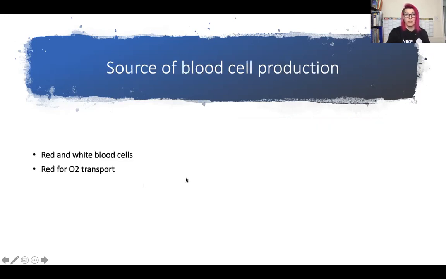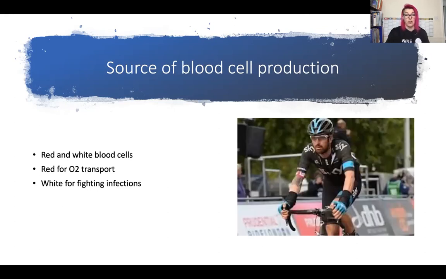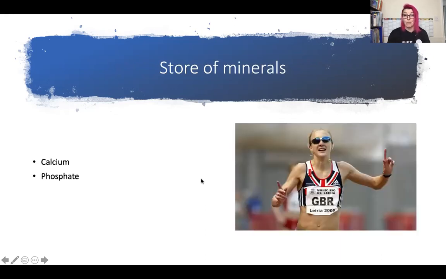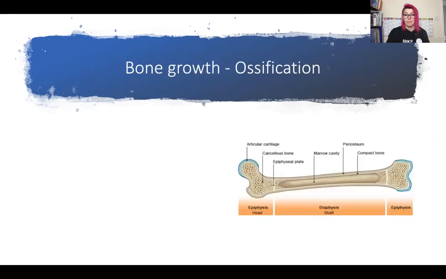And we produce those red and white blood cells as well. So red for transporting oxygen around the body, and we know that white blood cells fight infection. So it's super important that we know that our long bones specifically are going to create those blood cells. And storage of minerals, so calcium and phosphates. We know that we need calcium for muscle contraction, calcium to recreate bone as well, to build our bone.